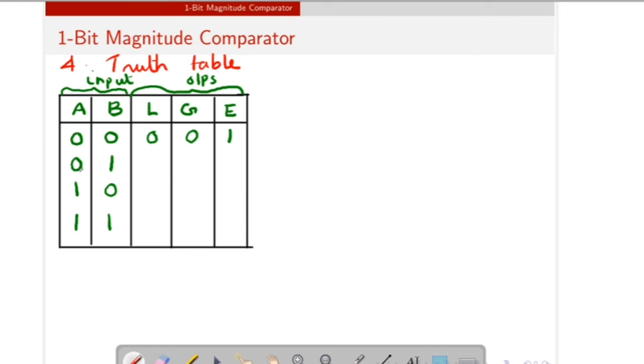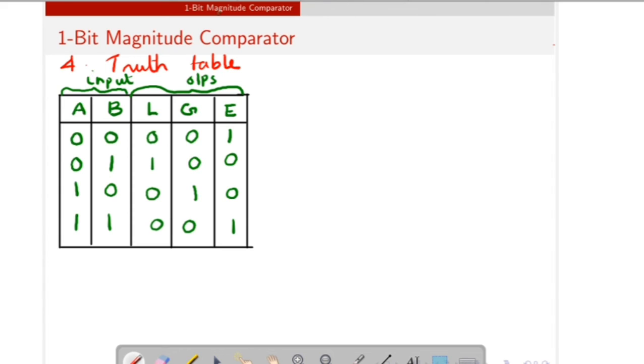When A is equal to 0 and B is equal to 1, A is less than B, so L is equal to 1, G is equal to 0 and E is equal to 0. When A is equal to 1 and B is equal to 0, the first number is greater than the second number, so G is equal to 1, and L and E are equal to 0. In the last case A and B are both 1, so they are equal. E is equal to 1 and both L and G are equal to 0. So this is the truth table for the 1-bit magnitude comparator.